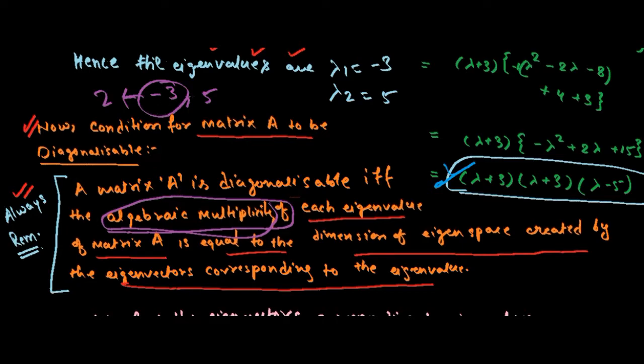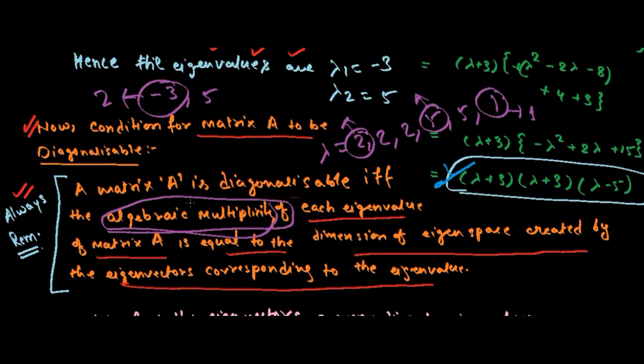Let's suppose the roots are 2, 2, 2, 5, 5 and then 1. The algebraic multiplicity of 2 will be 3 because 2 is repeating 3 times. The algebraic multiplicity of 5 will be 2 because 5 is repeating 2 times. The algebraic multiplicity of 1 will be 1 because it is not repeating.